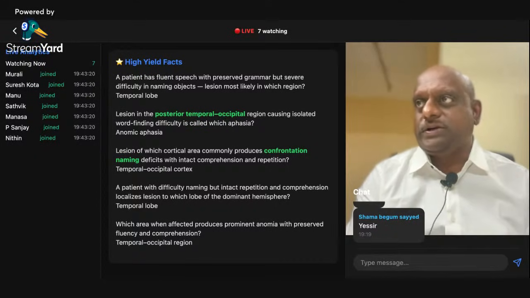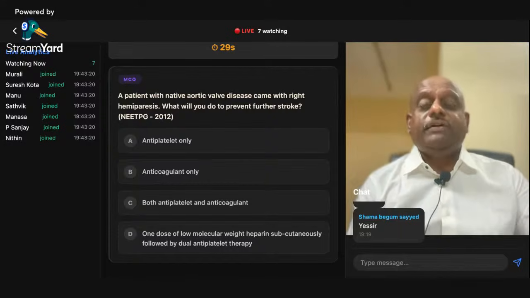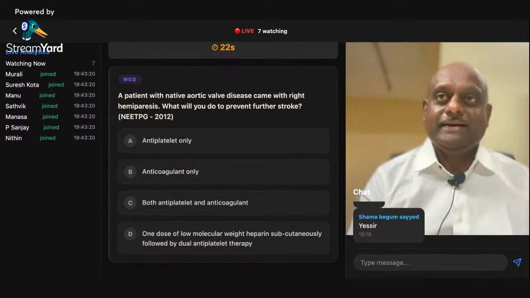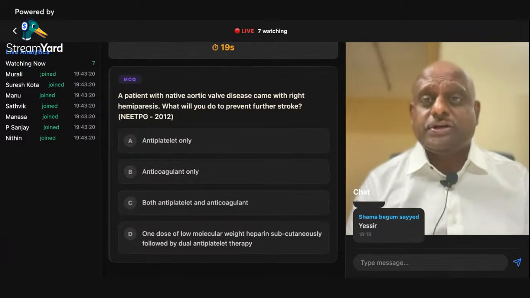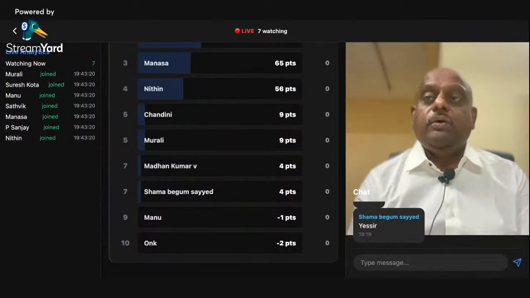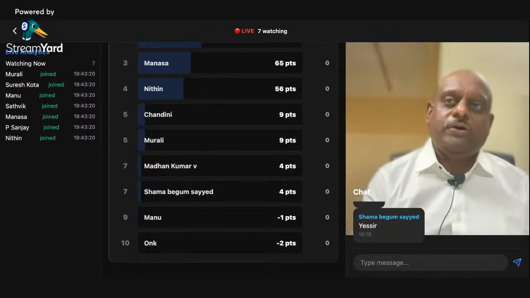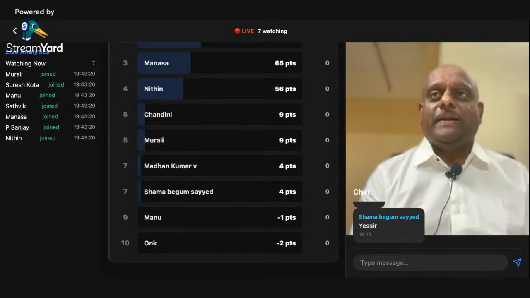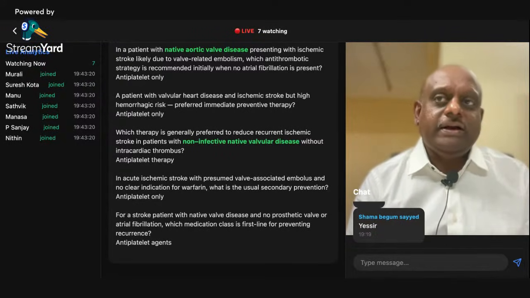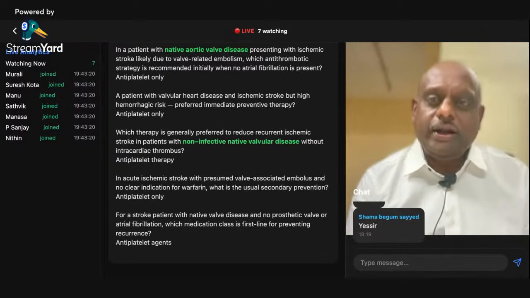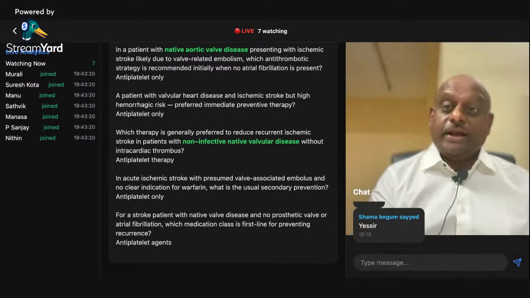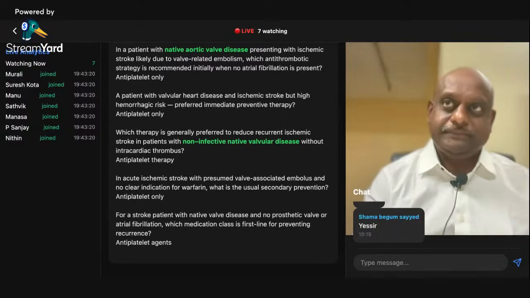Let's go to the next question. A patient with native aortic valve disease develops right hemiparesis. How do you prevent a future stroke? 2012 question. So we need to know that we give one dose of low molecular weight heparin subcutaneously, followed by dual antiplatelet therapy, which is considered the management. Whenever there is an ischemic stroke, to reduce the recurrence, we give double antiplatelet therapy as a secondary preventive mechanism, is what you should remember.